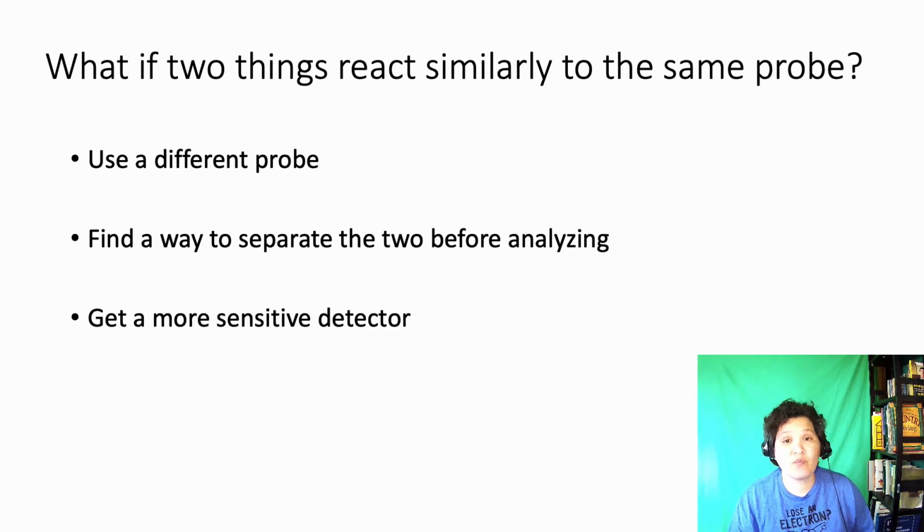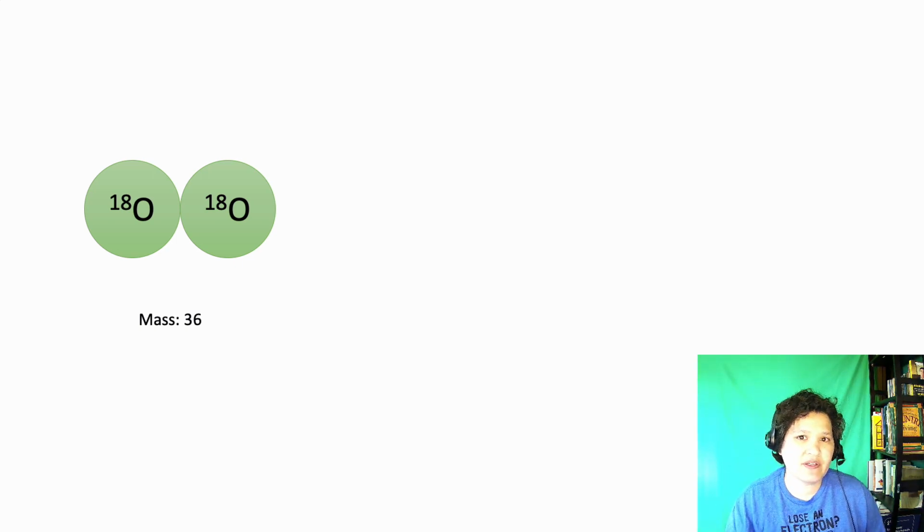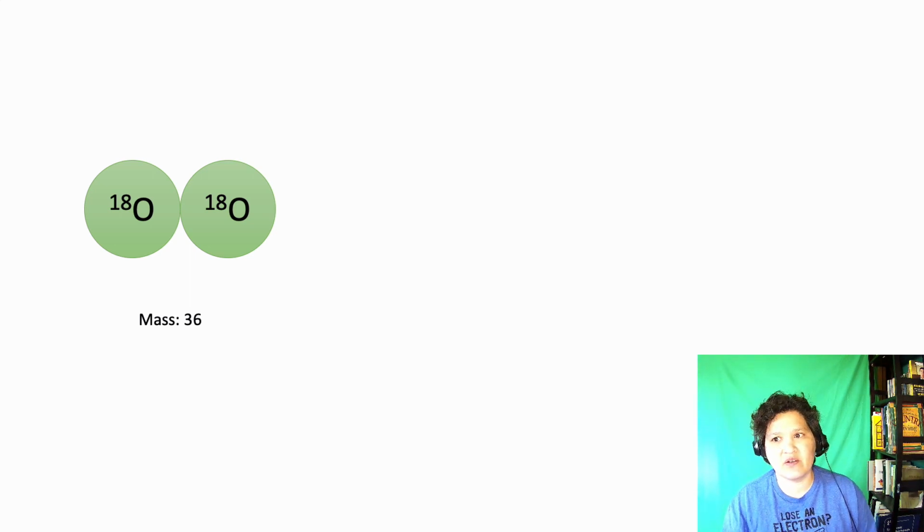Sometimes what you need is a more sensitive detector. And so what I'm going to do here is talk about this in regards to yet another instrumental technique, and this is mass spectrometry. Specifically, when I was doing isotope analysis back in grad school, one of the things that we did was we used oxygen 18 to track a process. So the oxygen 18 was the probe for a process, and we had to measure that probe. We measured it with a mass spectrometer.